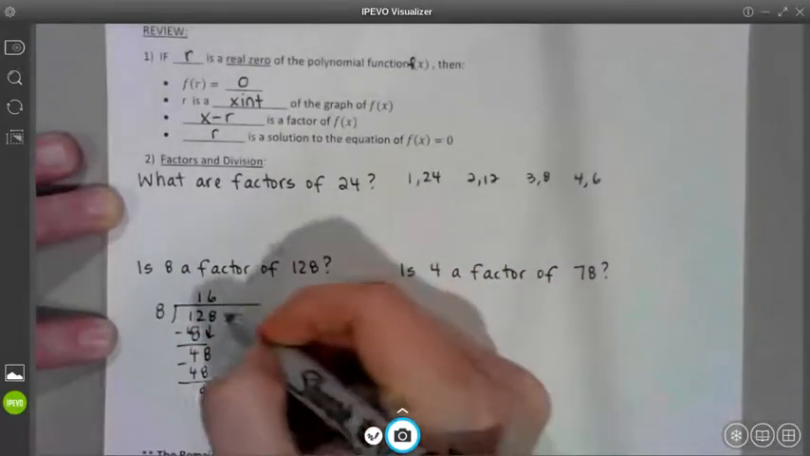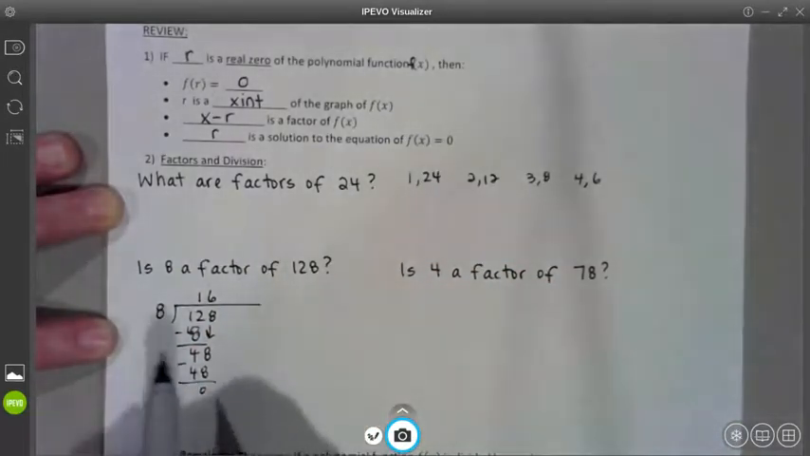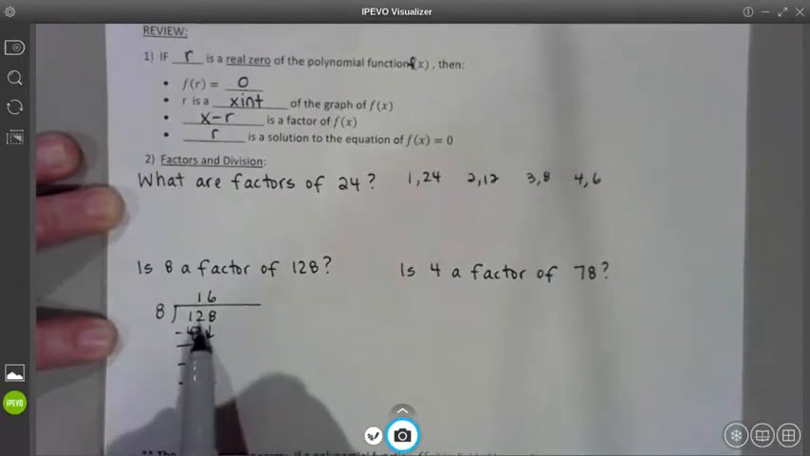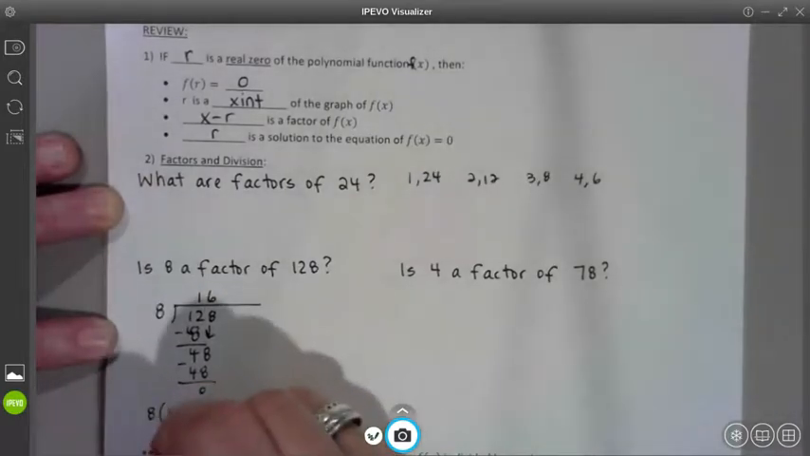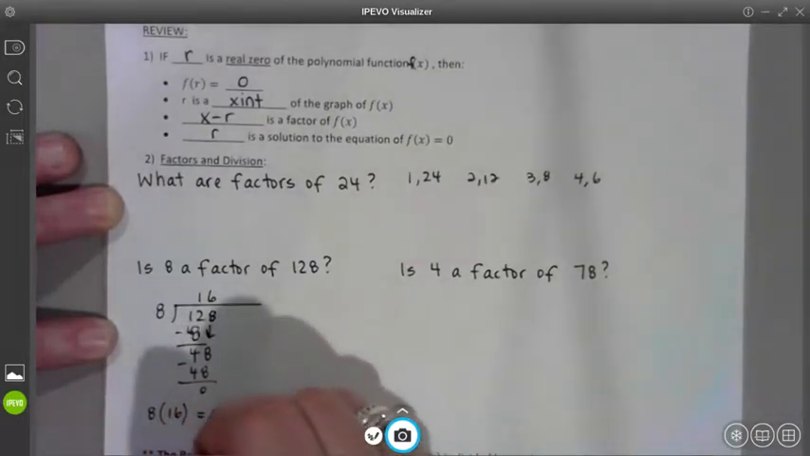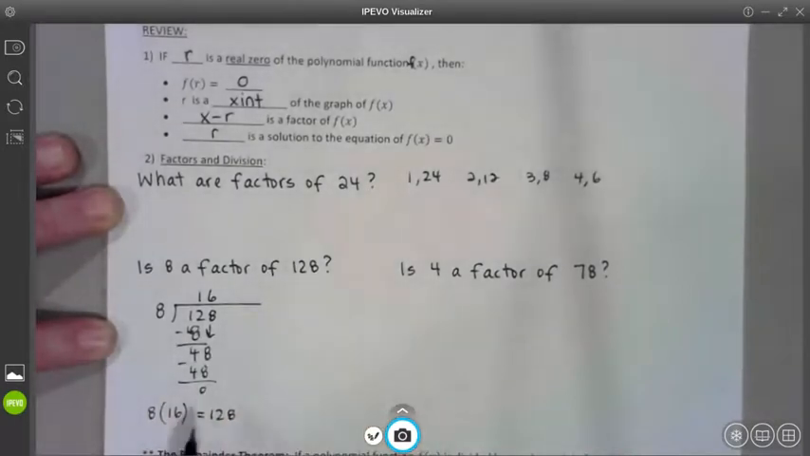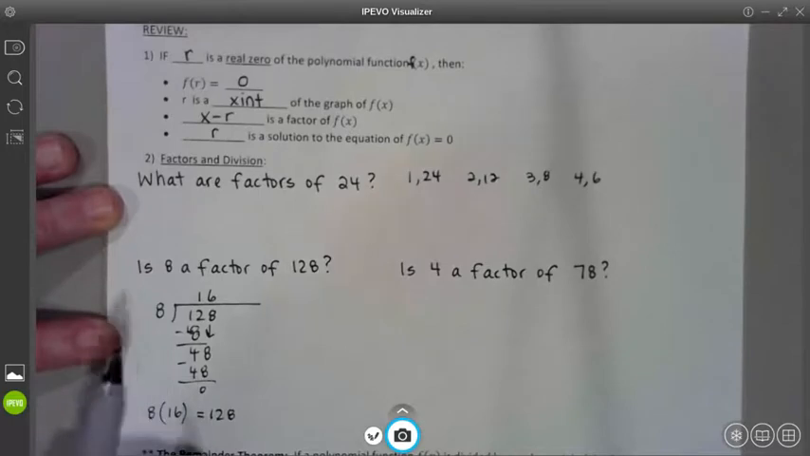There's nothing left over and there's nothing to bring down. So that means that 8 just divided evenly into 128, right? It means that 8 times your answer, 16, will get you back to 128. And I don't have to add any remainder in because the remainder was 0. So that means that 8 is a factor of 128.